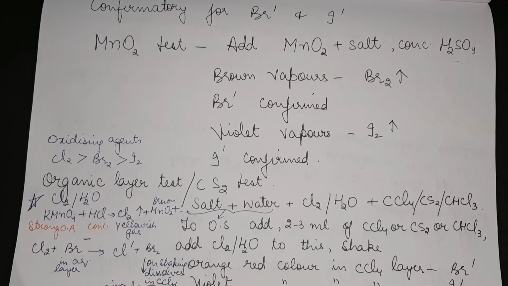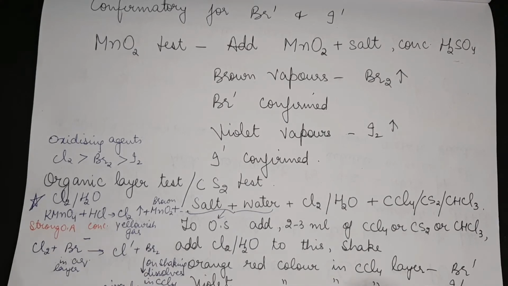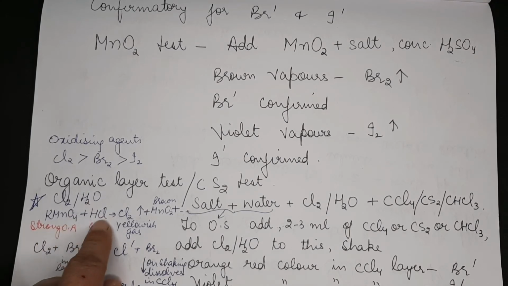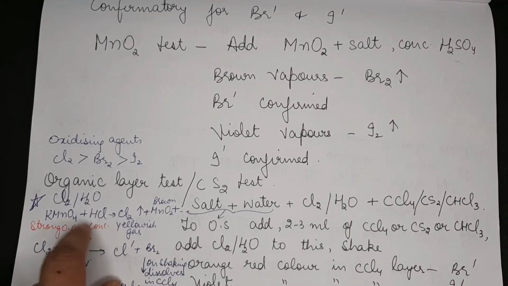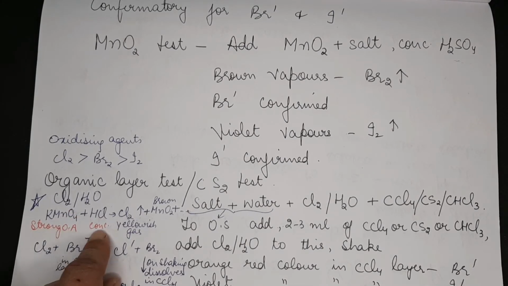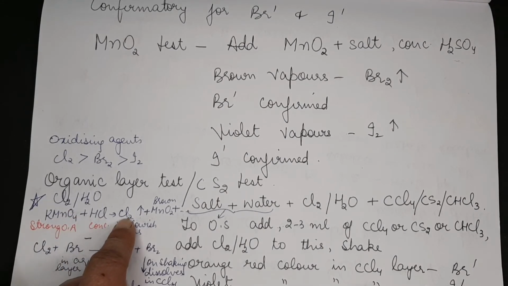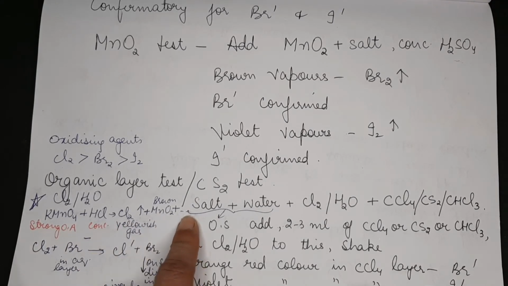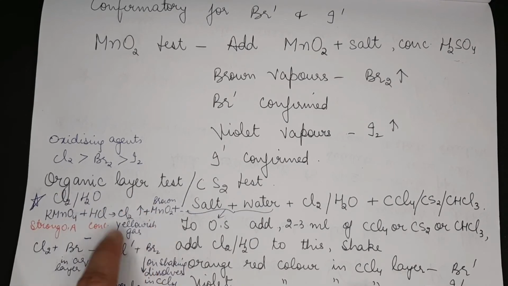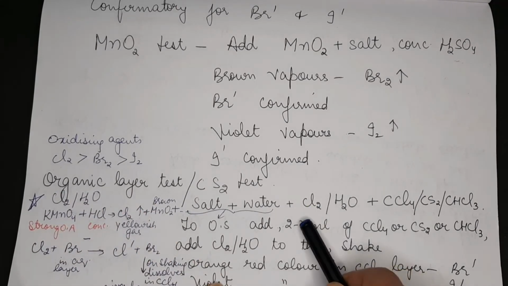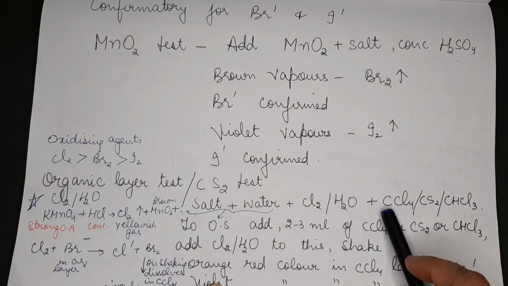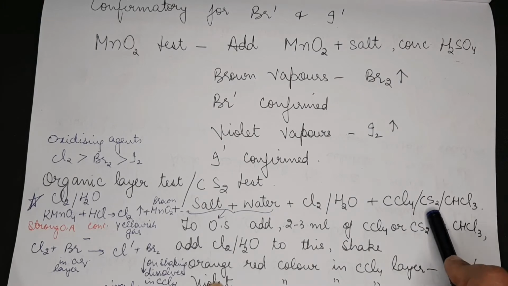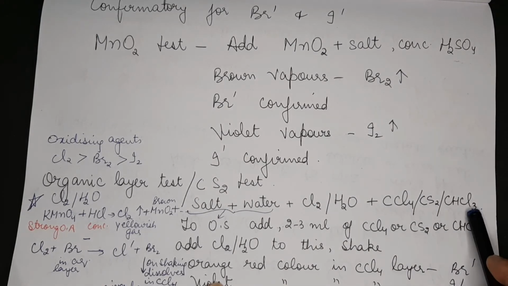Chlorine water can be prepared by any of the various methods. One of the methods is we will take KMnO4 and add HCl to it. KMnO4 with concentrated HCl, a yellowish green colored chlorine gas will be liberated along with formation of brown MnO2, right? So this chlorine solution, we are going to take as chlorine water. Then we will add a few ml of carbon tetrachloride or carbon disulfide or chloroform, any of these organic solvents.